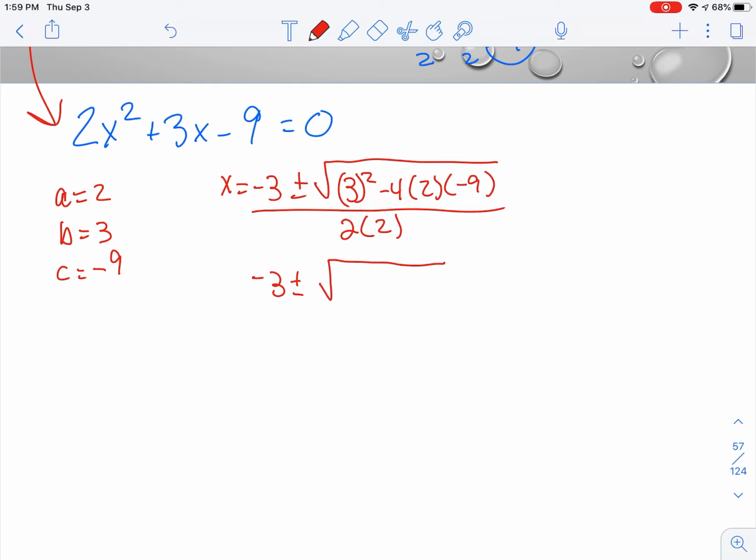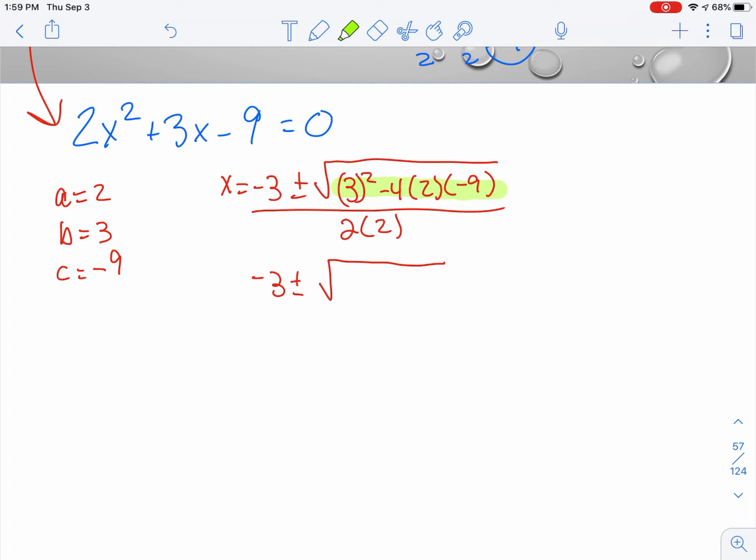Once again, my recommendation is typing all that in with parentheses. Another area of confusion is the negative. This is a -4 times a -9 in there. That turns to a plus. Some people keep it a minus. It's a mess. So just type it in.